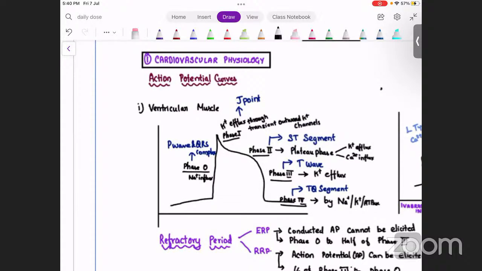So whenever the muscle is not contracting, or resting, it will be in phase 4, people. Phase 4 is so called the resting membrane potential. Whenever the action potential arrives, then the sodium influx will happen.